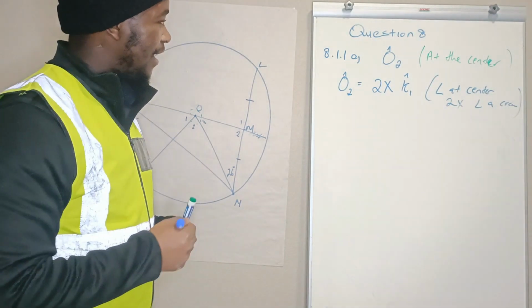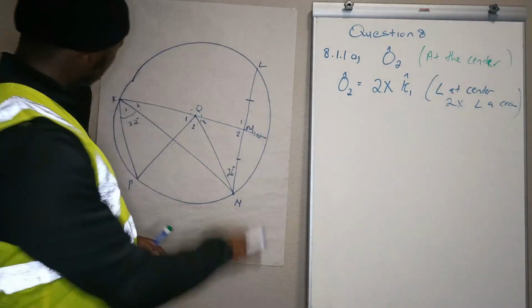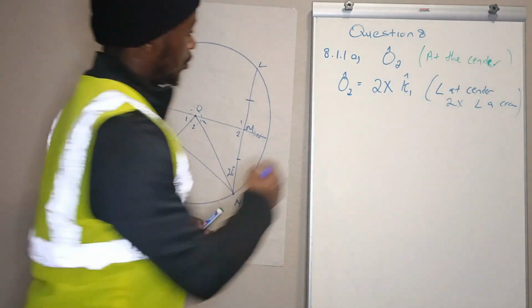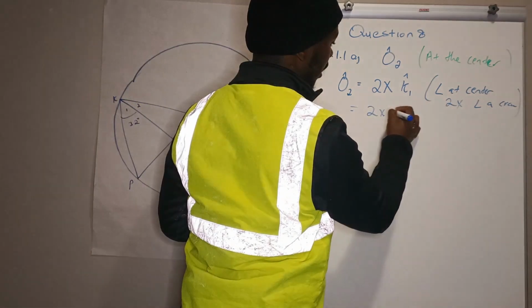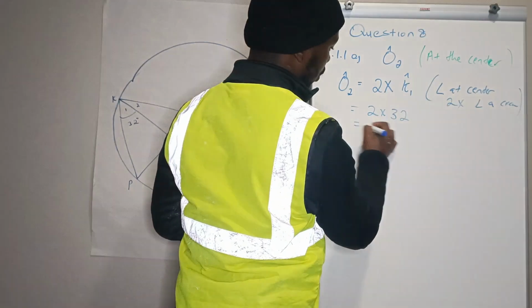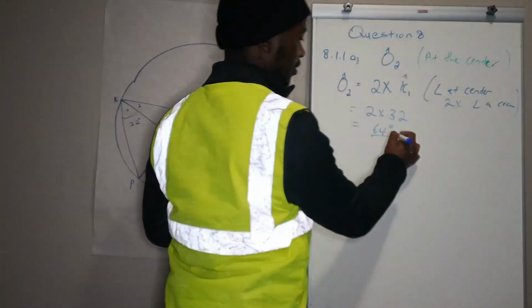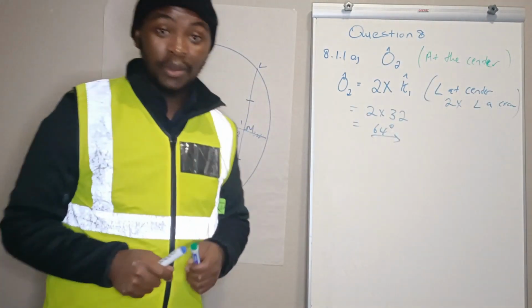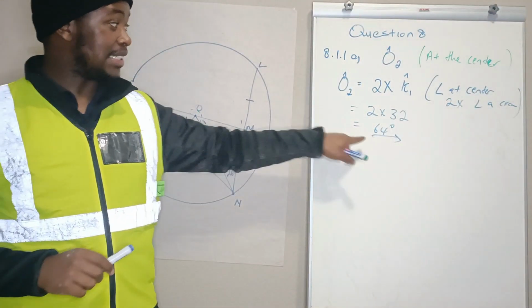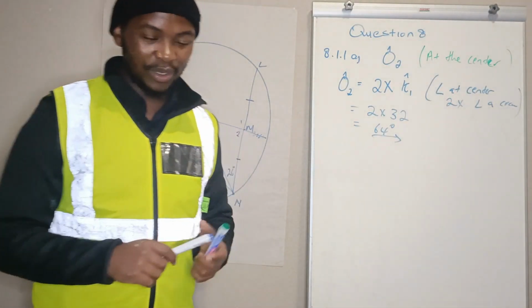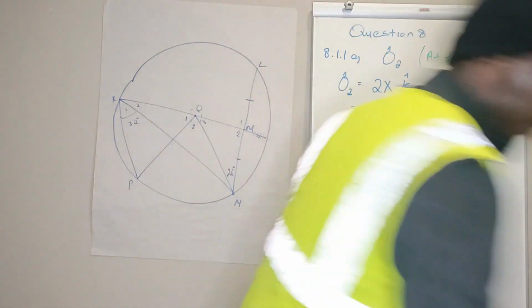All right. What is the value of K1? It's easy. There is 32. So we're looking at 2 multiplied by 32 degrees, which is 64 degrees. We are done. So O2 is 64 degrees. Now let's look at the following question.